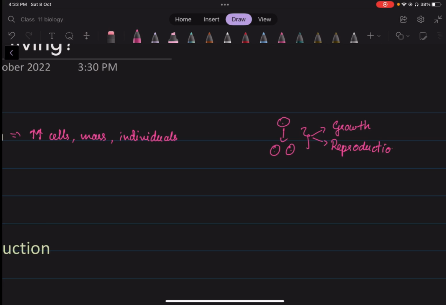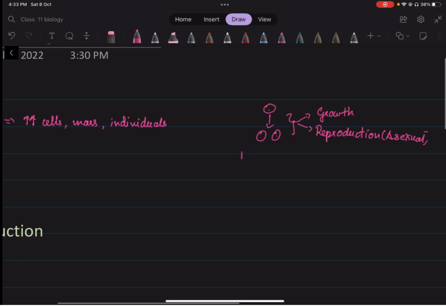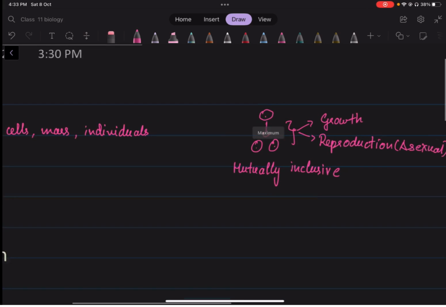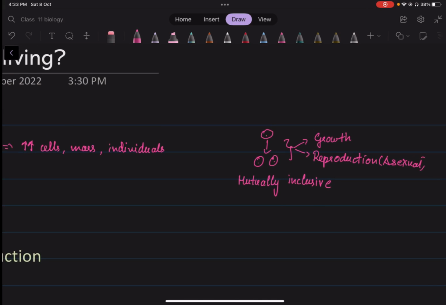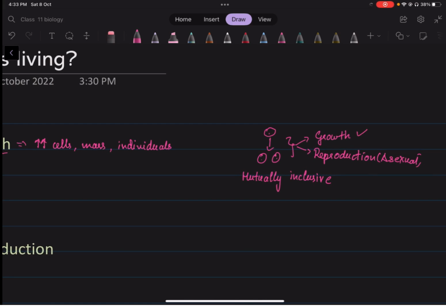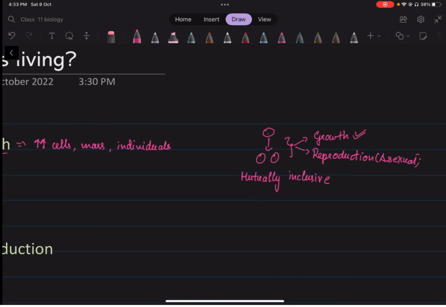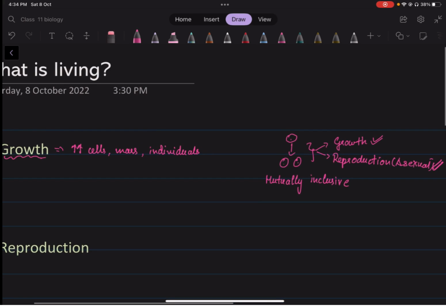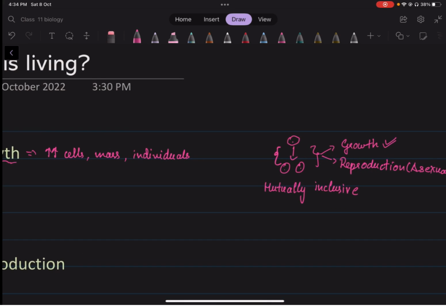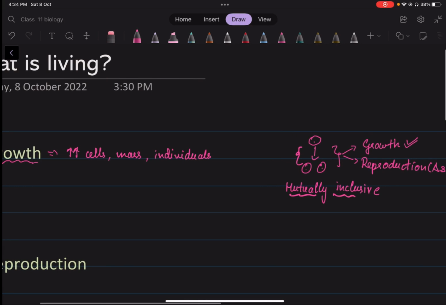So in single cell organisms where asexual reproduction is very prevalent, growth and reproduction are mutually inclusive events. Means they both somehow refer to the same phenomenon, right? So basically this cell is dividing, it's serving two purposes. Suppose it's a bacteria, so its bacterial colony is growing, and also it is reproducing. The same activity of this organism is serving two purposes. That's why these two events are mutually inclusive events.